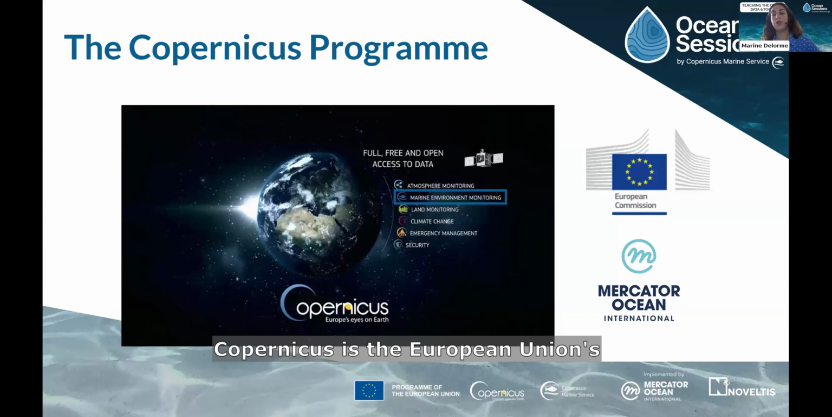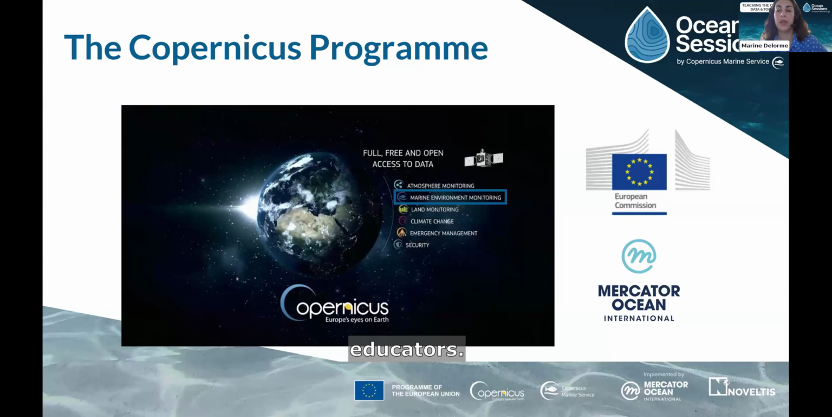Copernicus is the European Union's Earth observation program. Its core principle is simple but powerful: providing free, open, and reliable environmental data so that it can be reused well beyond the scientific community, including by professors and educators.